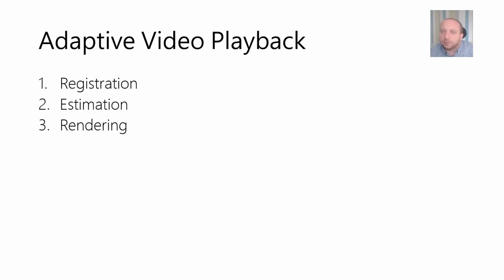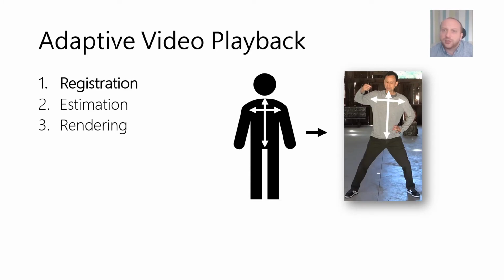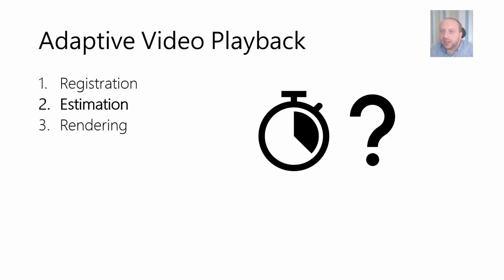We implemented adaptive video playback in 3 stages. The first spatially aligns the user's skeleton to the instructor's in order to compensate for differences in physiological variability and/or different camera perspectives between the input and recording devices. Please see the paper for more details on this stage. The second stage is to estimate the playtime in the video which corresponds to the user's movement, and I'm going to discuss this in more depth.